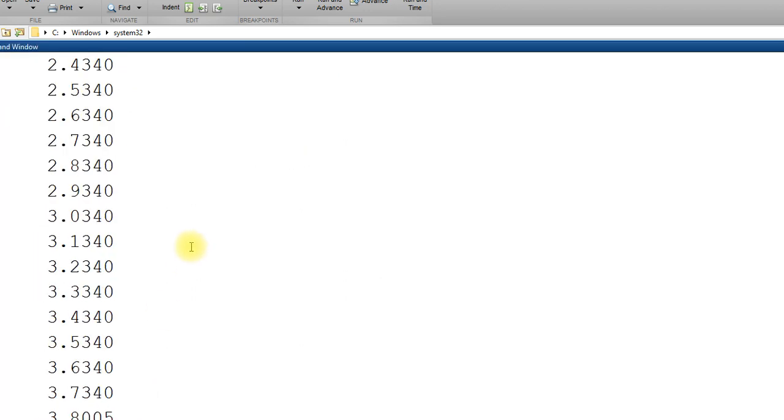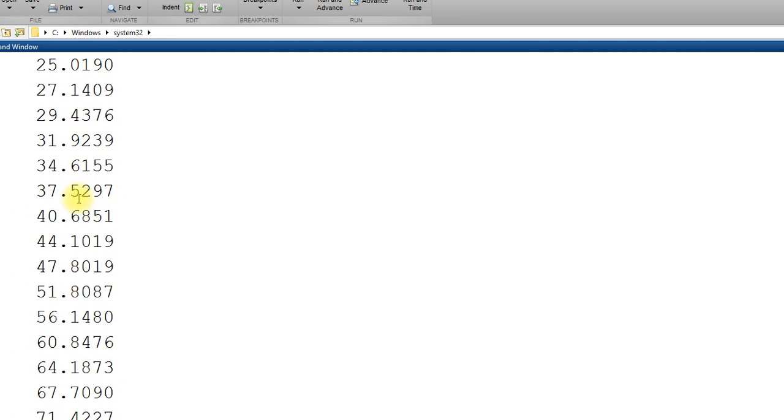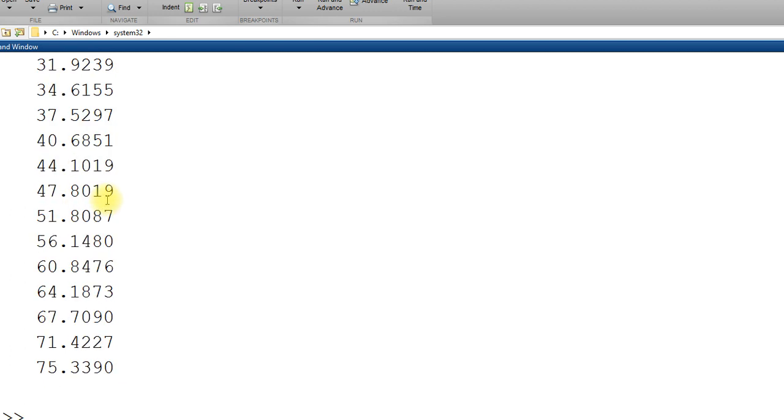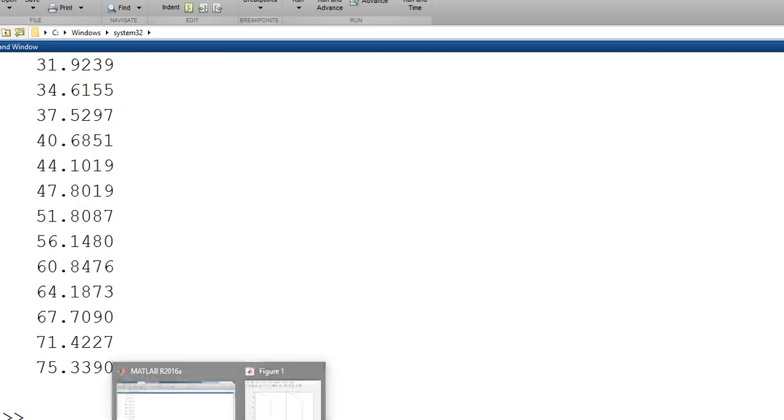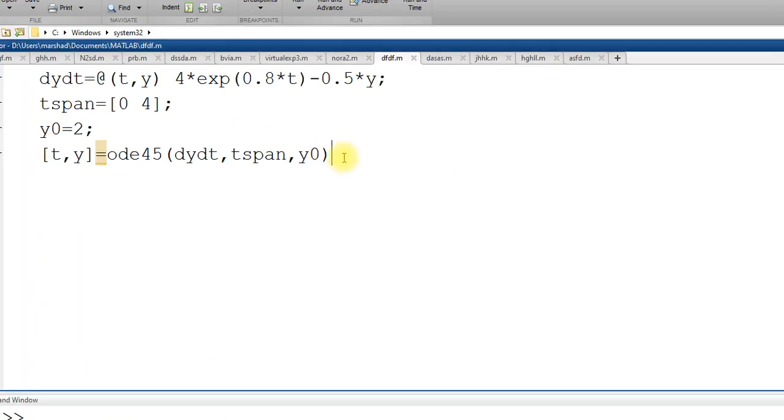You can see it is making its own time interval, t equals 0 to 0.0335. This is t, and y started with value 2. So y0 was 2, and then this is the y with time. If you want to plot in your code, you can. If you don't want this as output and want only the plot, then plot(t, y).